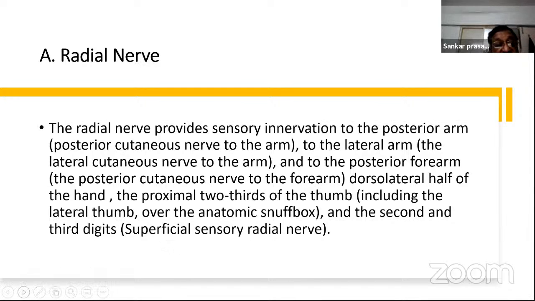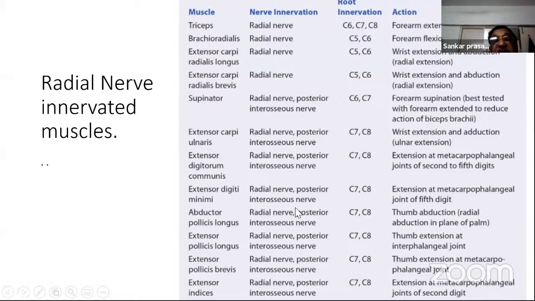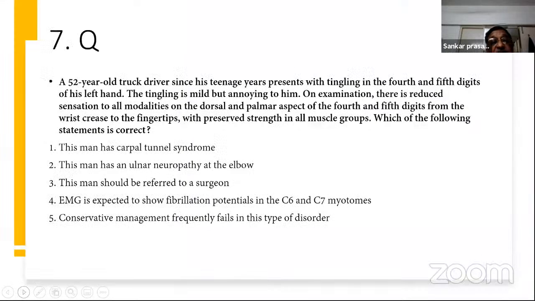superficial sensory radial nerve. And so these are the radial nerve innervated muscles, and you can note them and remember them for your EMG purposes.